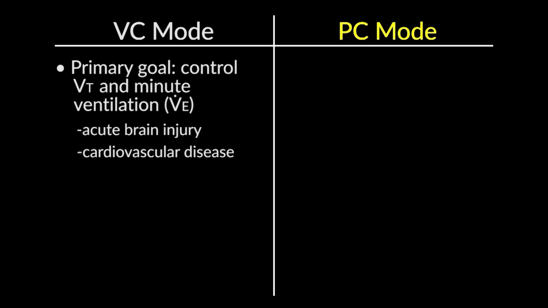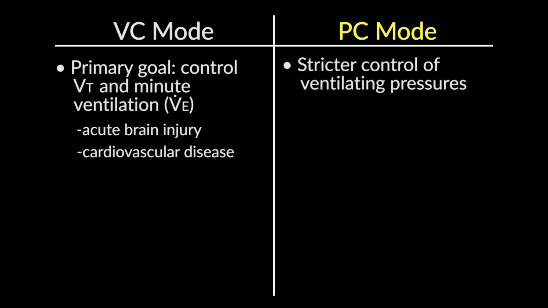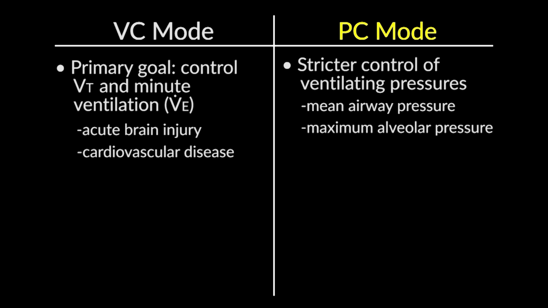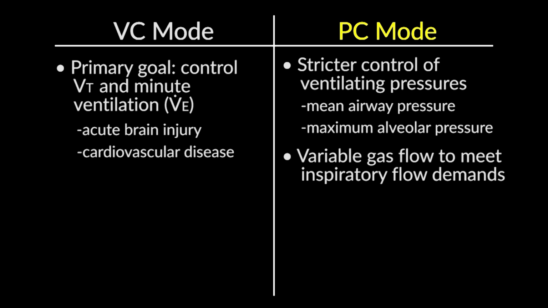Pressure control might be better suited if you're looking to control ventilating pressures much more tightly, both in terms of mean airway pressure or maximum alveolar pressure. Pressure control also offers variable gas flows. In some circumstances, that might better meet the inspiratory flow demands of your patient.